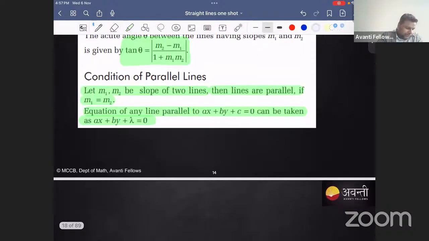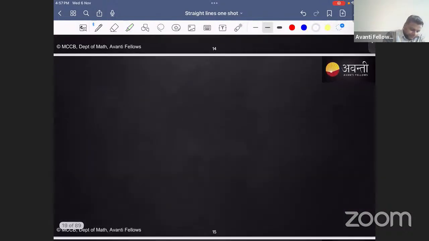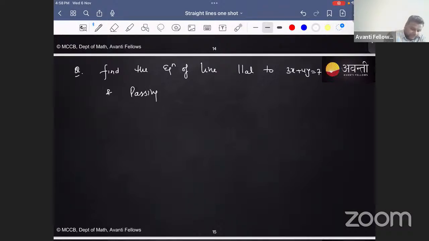Okay. So like a simple question, if we do: find the equation of the line parallel to 3x plus 4y equals 7 and passing through (1, 3). Give me the answer.